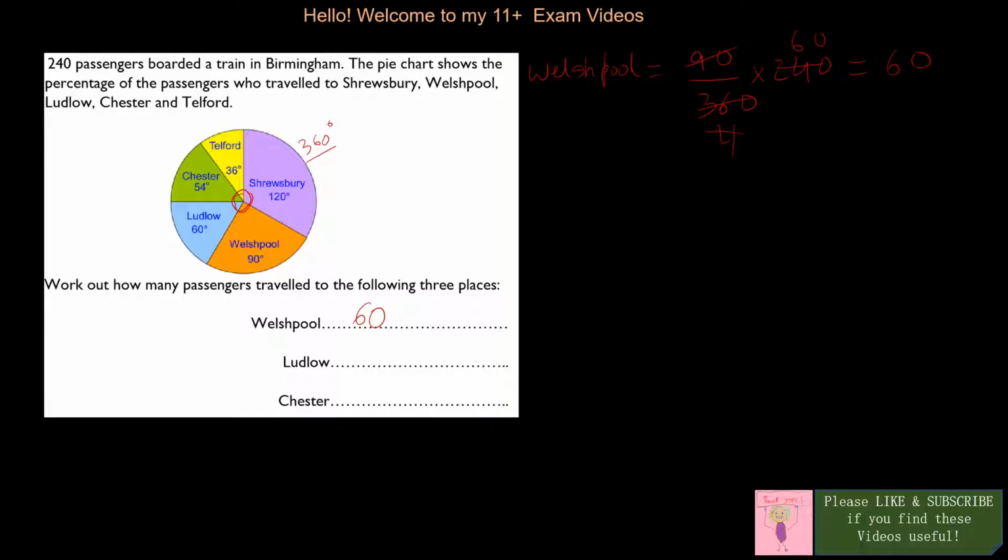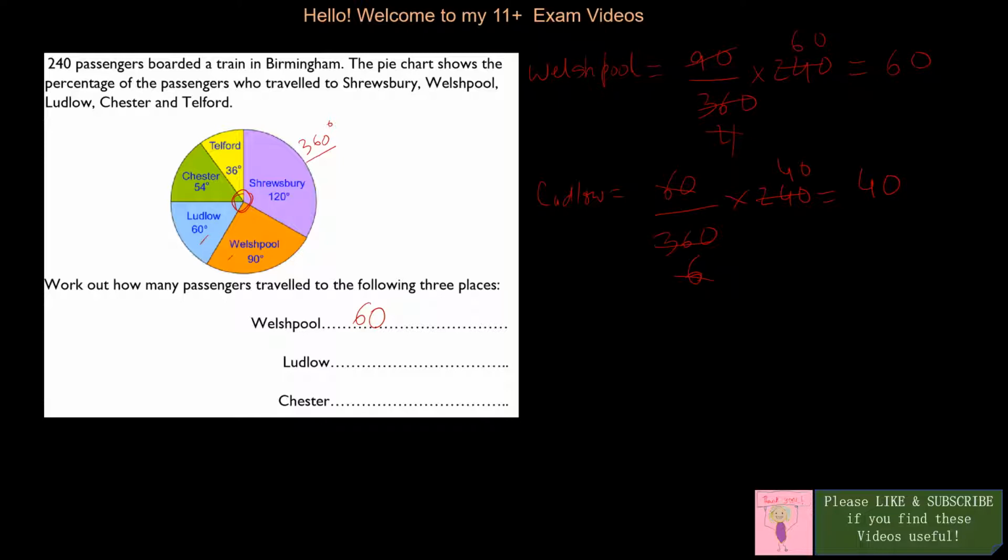Next is Ludlow. Where is Ludlow? This is Welshpool, and Ludlow is 60. So Ludlow equals 60 out of 360 multiplied by 240, which equals 60 times 6, and 6 times 40. So it is 40.